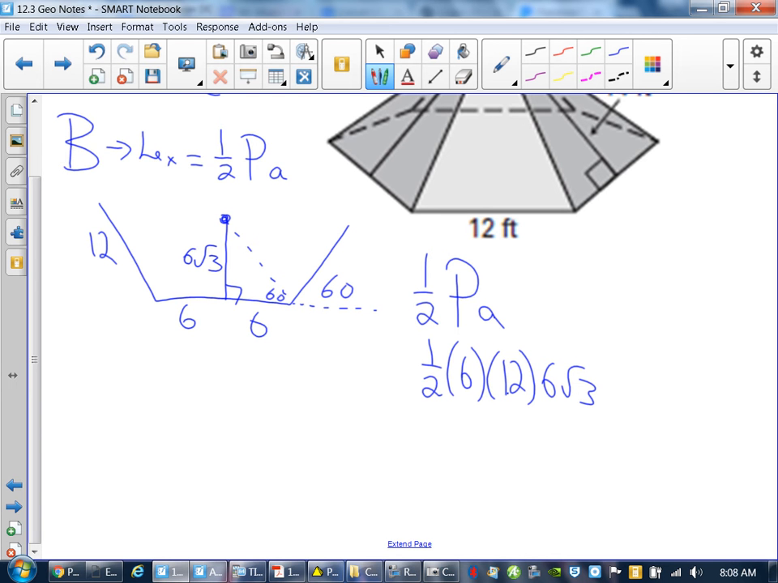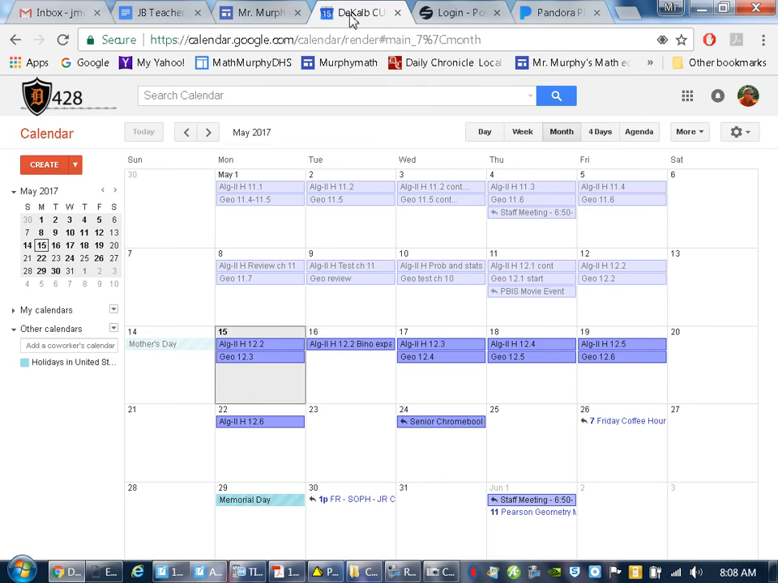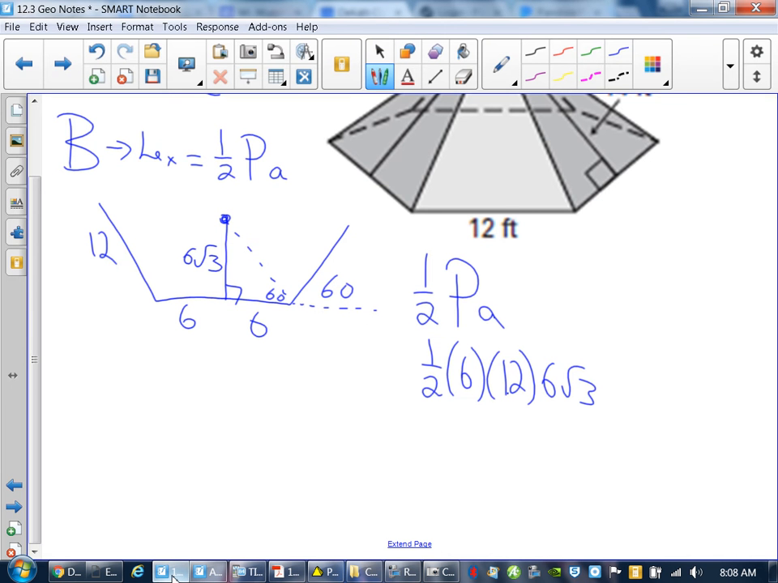Just like every other perimeter apothem problem we've been doing since the beginning of May, May 2nd. So we've been doing them for a while, and the formula didn't change. It didn't.